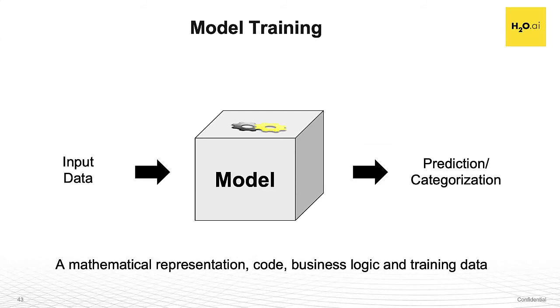A model in itself is a self-contained package that takes in the features that have been computed from the input data, and then it produces a prediction. Now this package or the model can take many forms. It could be of a variety of forms, but it always includes a mathematical representation or a code.